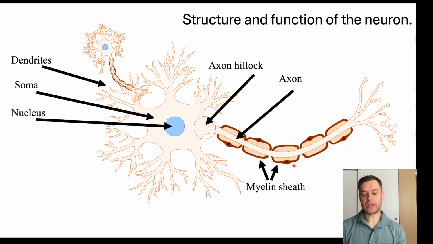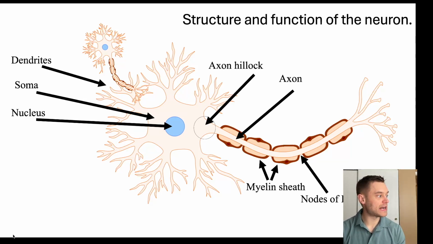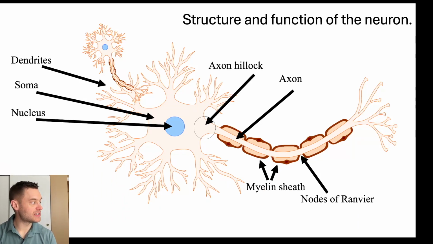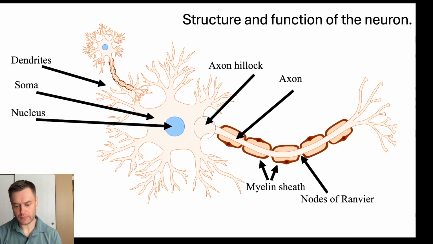Now, in between the myelin is something called nodes of Ranvier. So the nodes of Ranvier are actually these little spaces in between the myelin sheath. In between the myelin sheath, we have sodium channels. Now, I'm not going to ask you specifically what kind of channels are here, just because that's a little bit too granular.